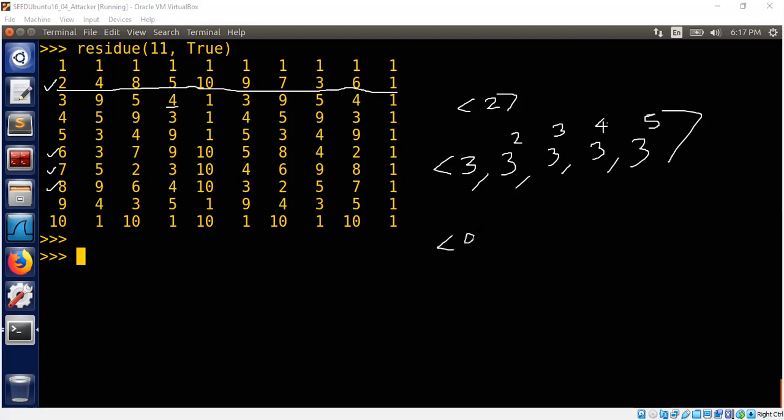Take any arbitrary group element G and compute G power 2, G power 3, G power 4, all the way until G power I, where I is the order of the group element. Such a set actually forms a subgroup. What it means is that, for example, take this set again, 3, 9, 5, 4, 1. If you take 3 into 9, 3 into 9 is 27. 27 mod 11 is 5. You see 5 is part of the set.